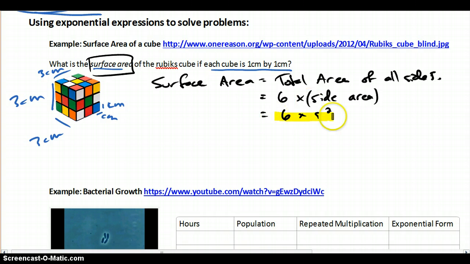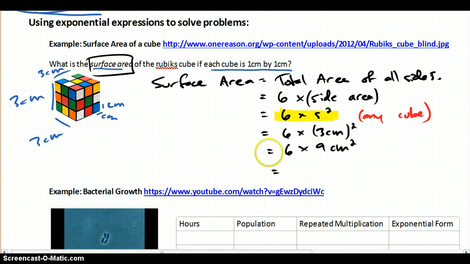This is our generic formula we could use for any cube, and that would work, right? If we're talking about the surface area, all the sides of the cube, we've got 6 sides, each one is side squared. So in this case, 6 groups of 3 centimeters squared, because that's our side length, equals 6 times 9 centimeters squared. Our total surface area of the Rubik's Cube would be 54 centimeters squared. Alright, pause it, write that down, try it out, see what you can come up with.